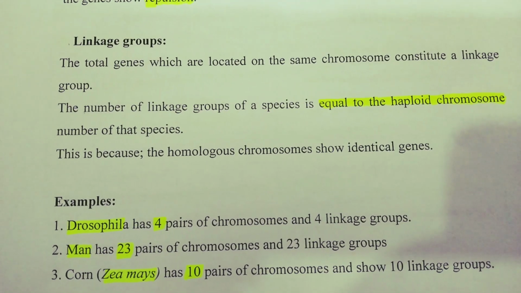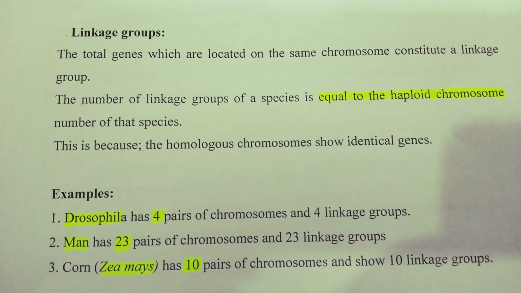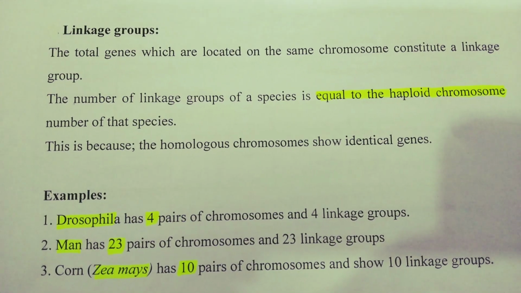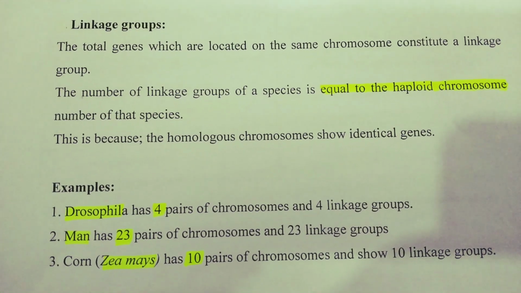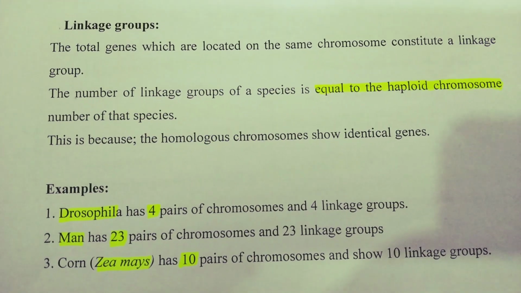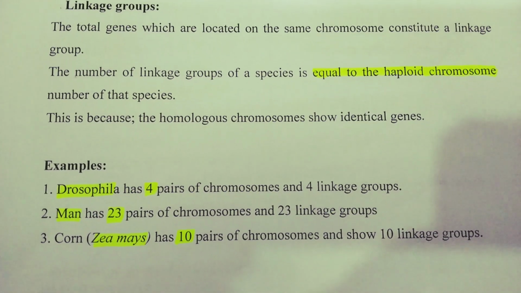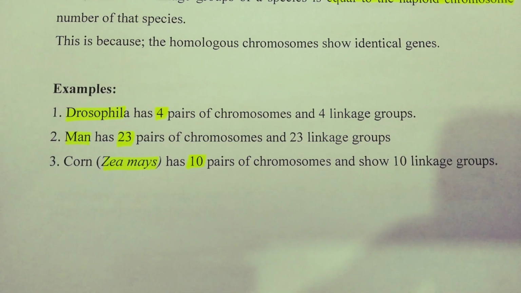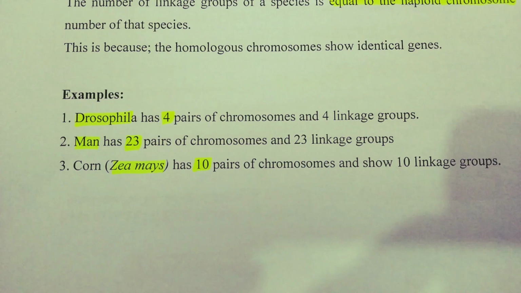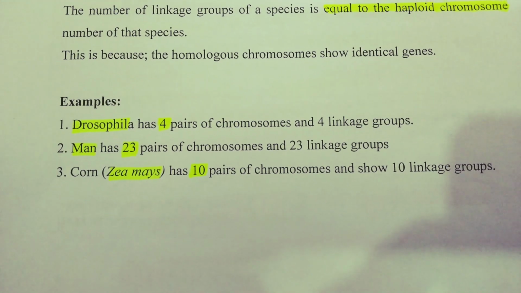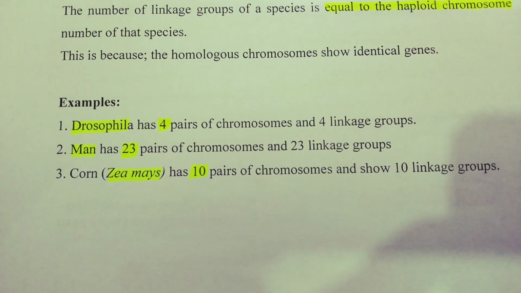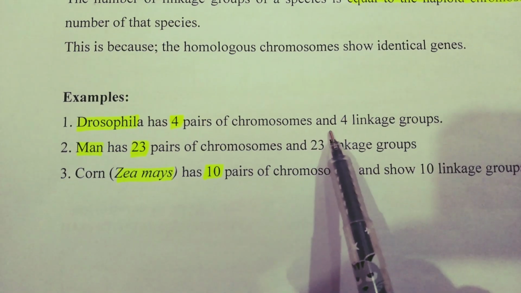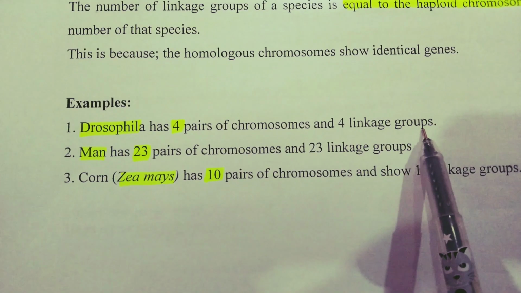The number of linkage groups of a species is equal to the haploid chromosome number of the species. Why? Because homologous chromosomes show identical genes. Let's see the examples for linkage. In Drosophila, the chromosome number is 8. The haploid number is 4, so there are 4 pairs of chromosomes, that means 4 pairs of homologous chromosomes. That's why 4 linkage groups are observed in Drosophila.